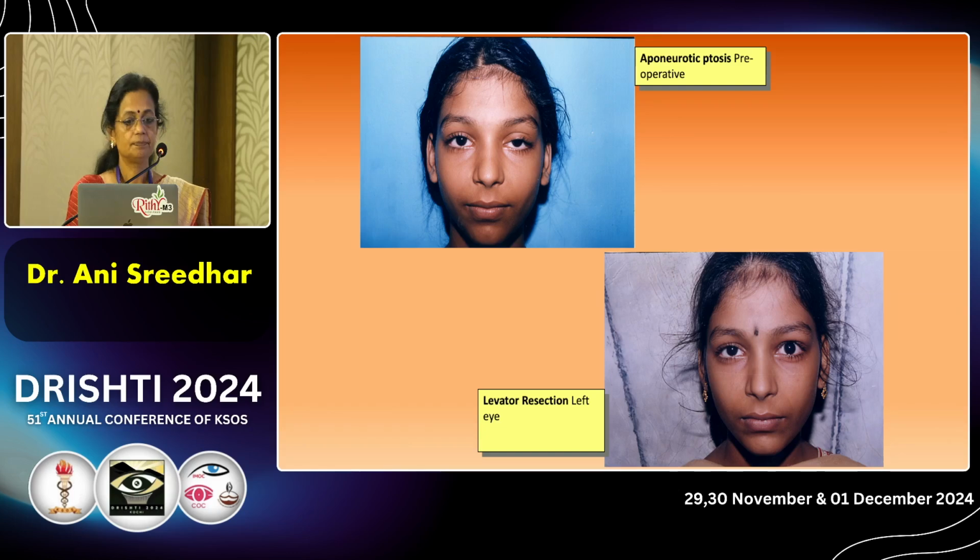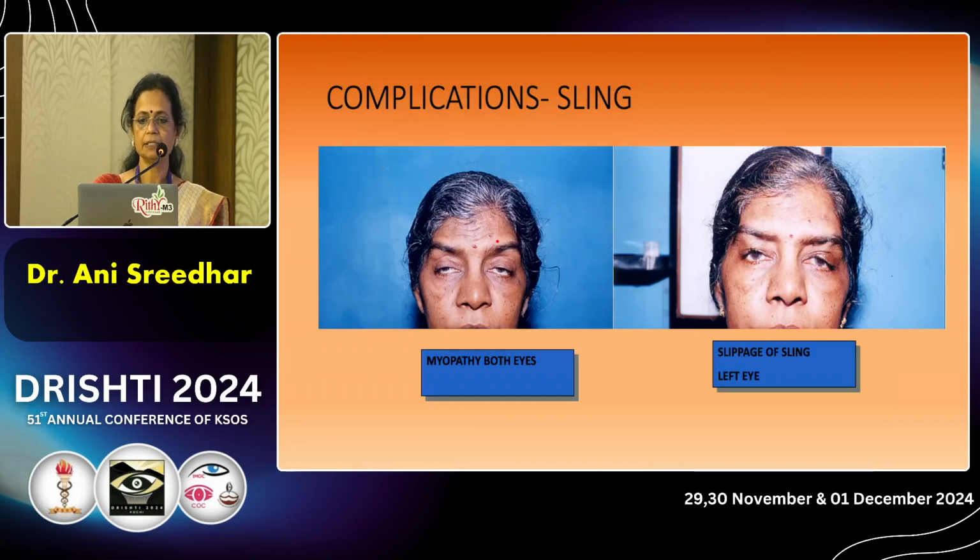So yeah, you can get an overcorrection. In my first days, the next day I have gone and loosened the sutures. You can get an overcorrection in aponeurotic ptosis very easily, especially in your earlier days.